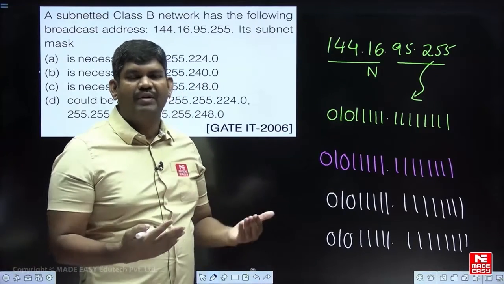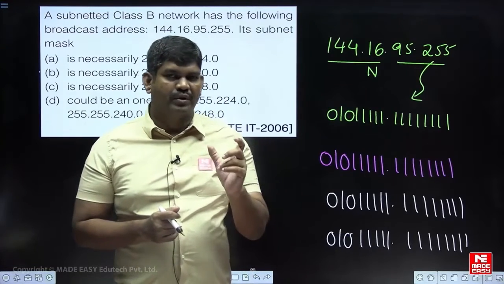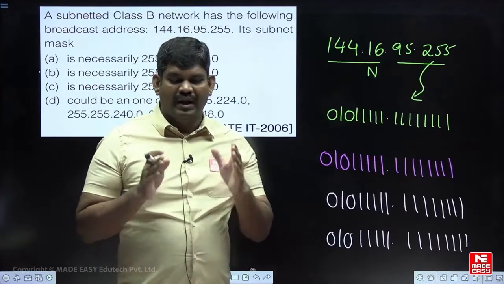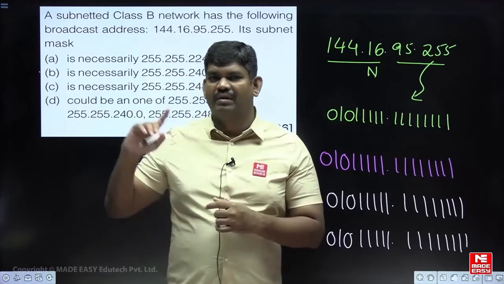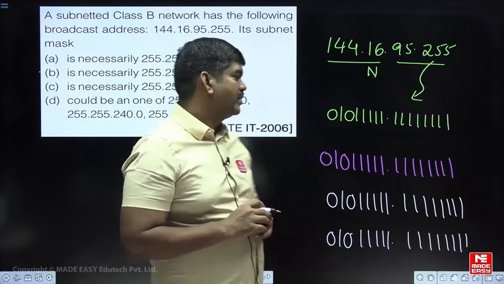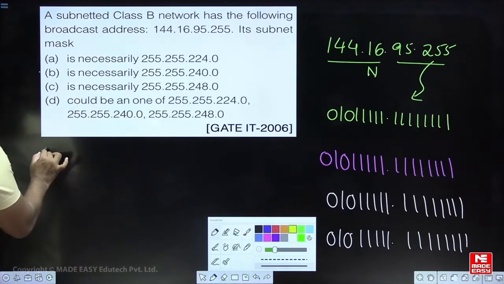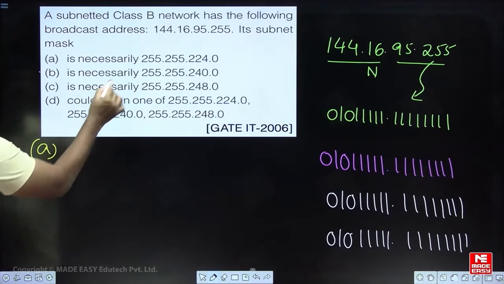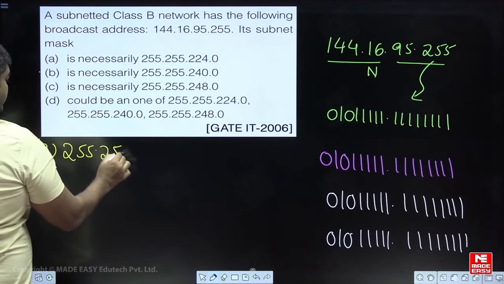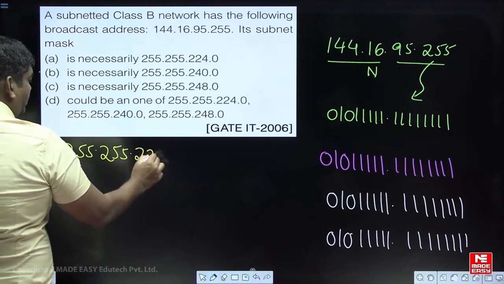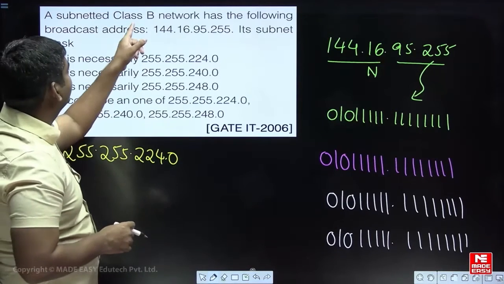Now you check every option, separate the subnet and the host bits, and verify whether that many host bits are ones. If those many host bits are ones, then it is valid for that concerned mask. You can observe option A. In the case of option A, the mask is given as 255.255.224.0.